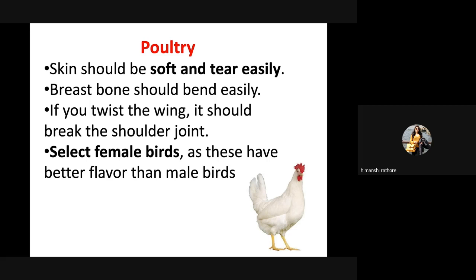So there are not many points in that, but these three points are important and you can note them down. The skin has to be soft and should tear easily, the breastbone should bend easily, and if you twist the wings, it should break the shoulder joint. And if you're selecting a female bird, the flavor will be better in comparison to the male bird.